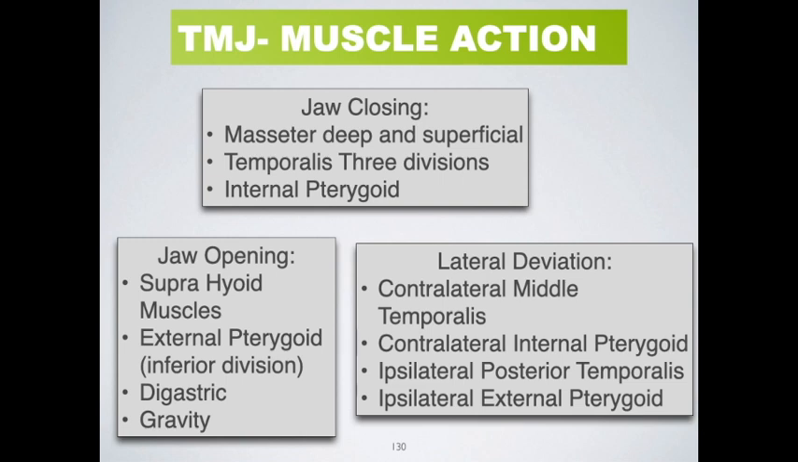Lateral deviation, it gets more complicated. With lateral deviation, you have the contralateral middle temporalis, you have the contralateral internal pterygoid, the ipsilateral posterior temporalis, and the ipsilateral external pterygoid. So whenever we're dealing with deviation, then we have to kind of go back to thinking this way.